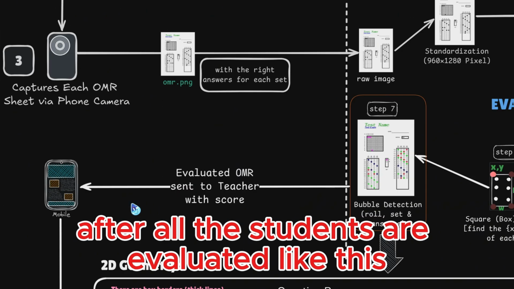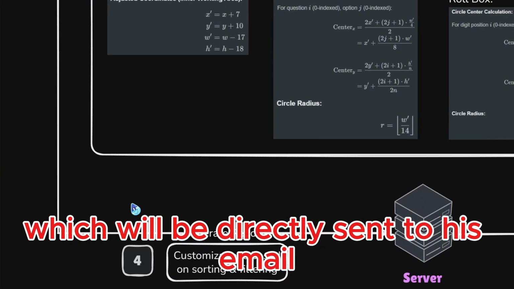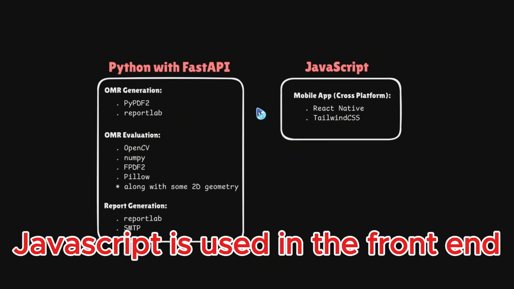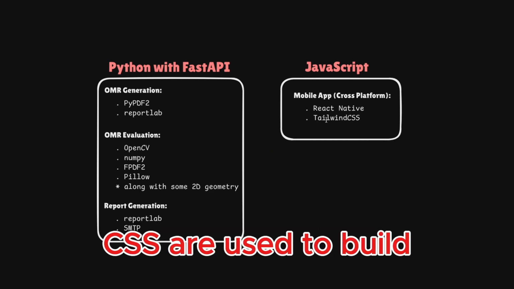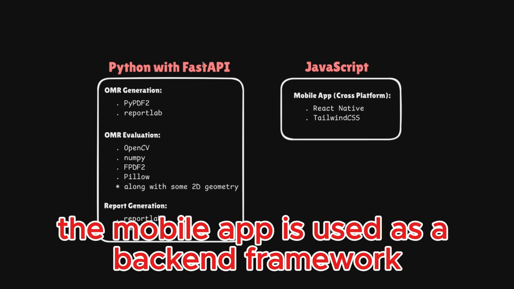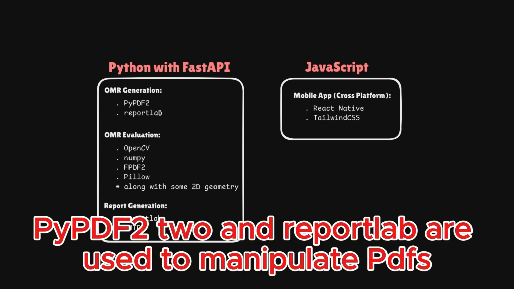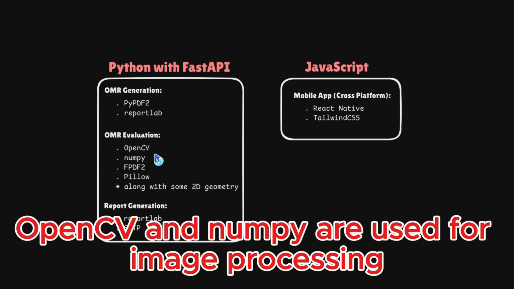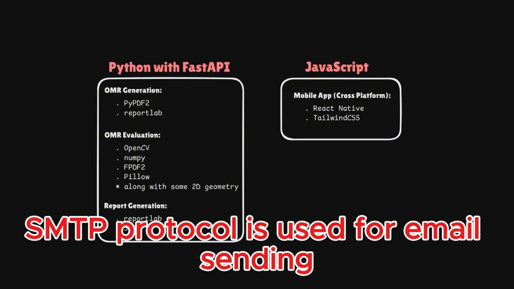After all the students are evaluated like this, the teacher will generate a customized CSV report which will be directly sent to his email. For the technologies, JavaScript is used in the front end and Python is used in the backend. React Native framework and Tailwind CSS are used to build the mobile app. FastAPI is used as a backend framework for building APIs. PyPDF2 and ReportLab are used to manipulate PDFs. FPDF2 and Pillow are used to handle images and PDFs. OpenCV and NumPy are used for image processing along with some mathematics. And for report generation, SMTP protocol is used for email sending.